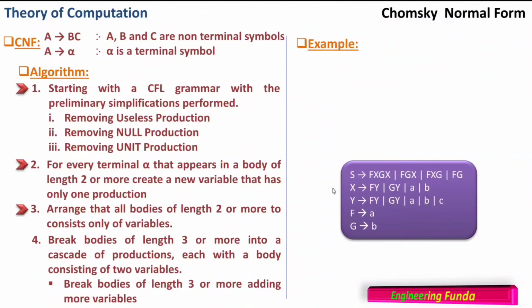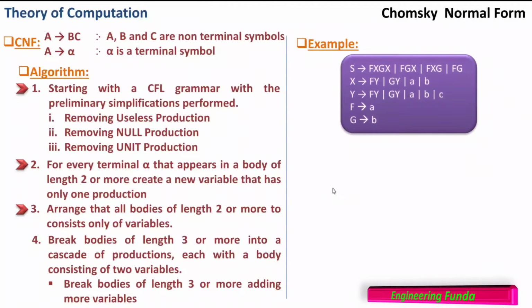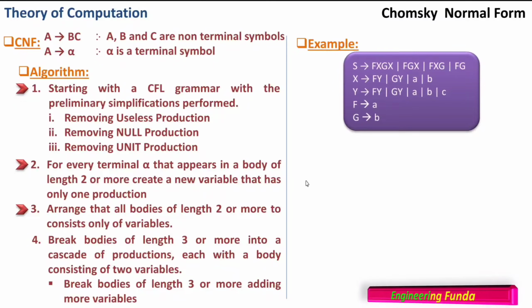Now for this step number 4, that is the next step, we have to take this newly created grammar. So what does my step number 4 say? Step number 4 says: break the bodies of length 3 or more into a cascade of productions, each with a body consisting of only 2 variables. Now in this cascading process, we have to add more variables. Let us see with this first example.